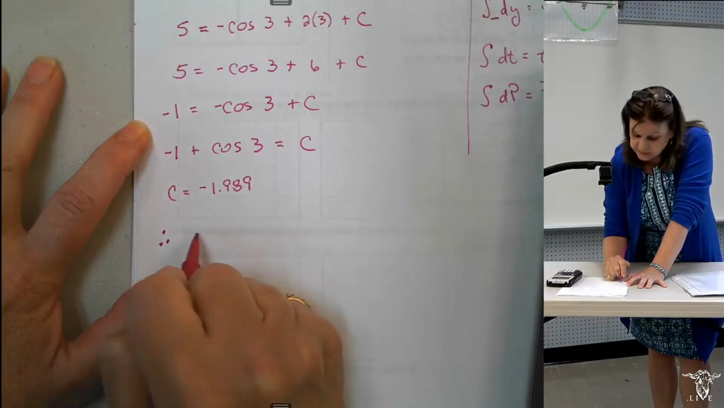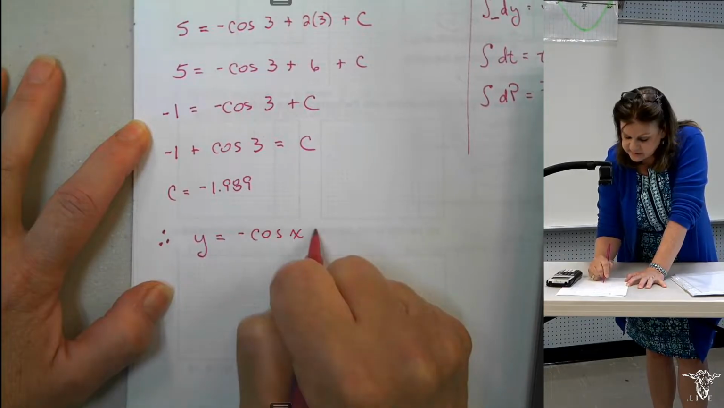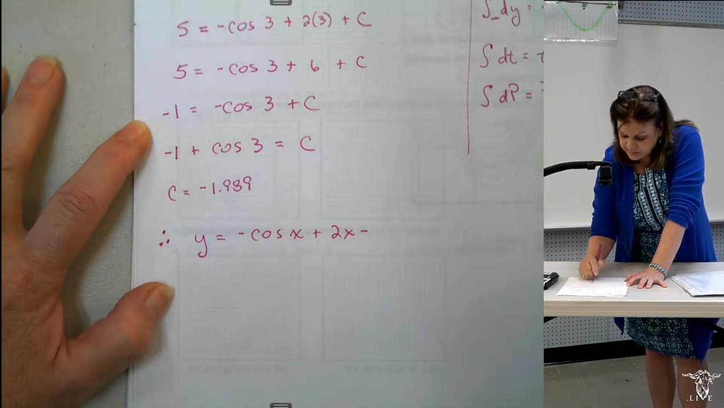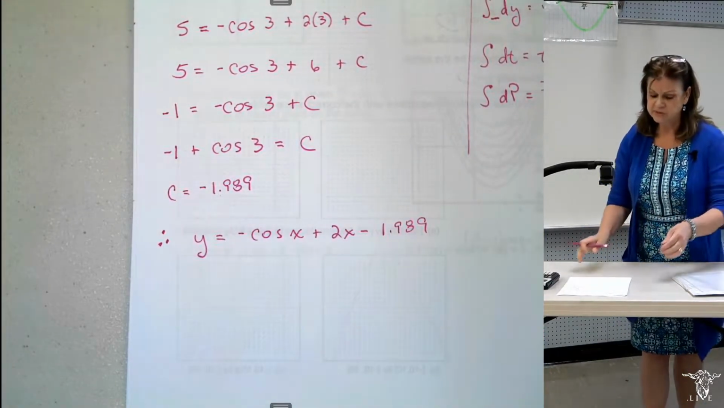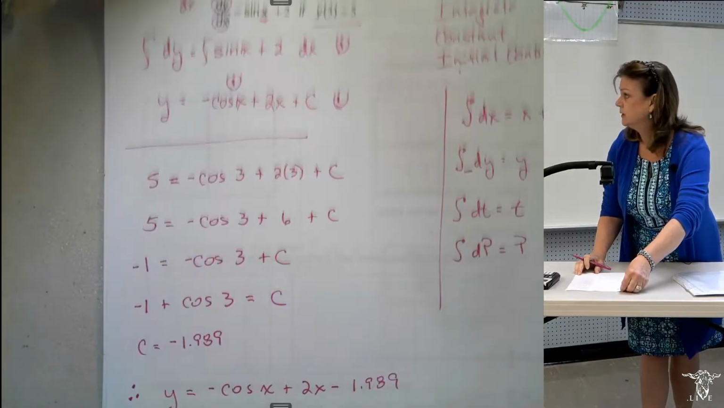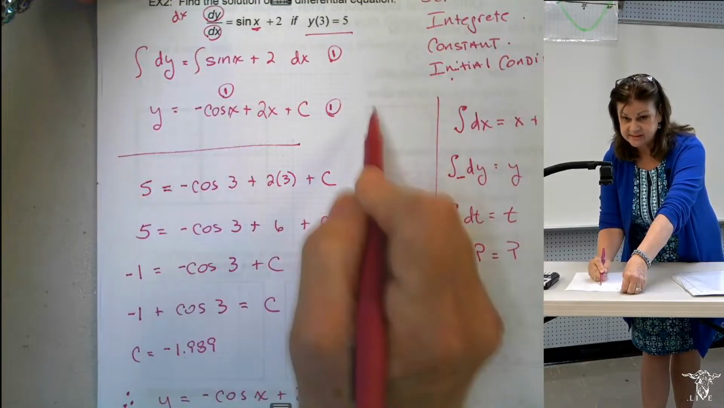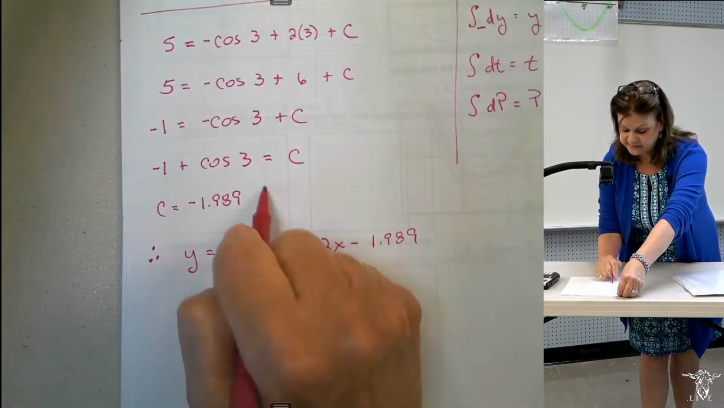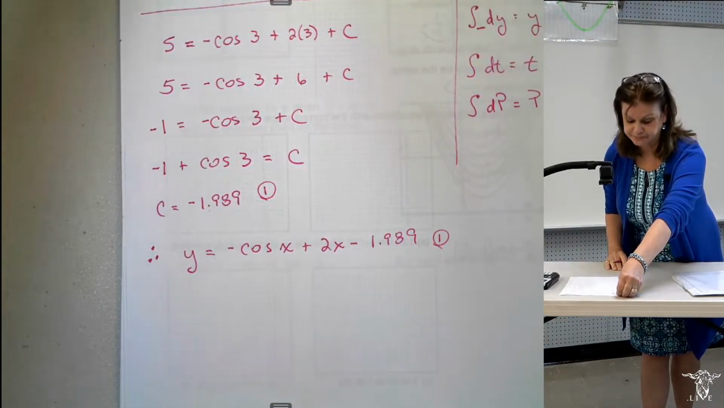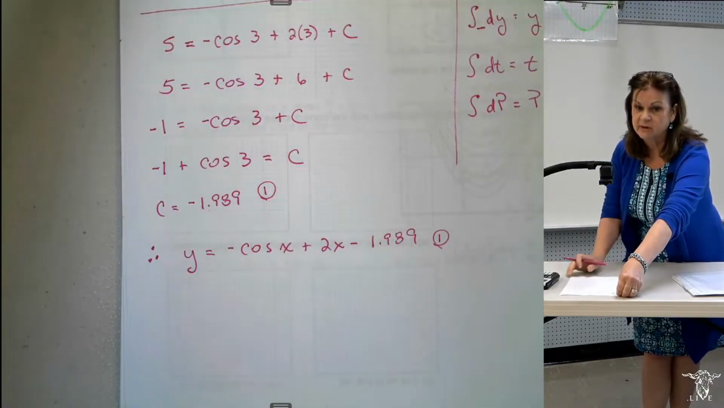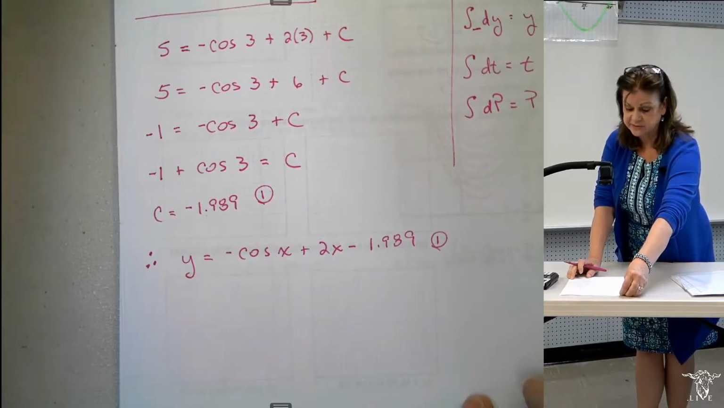Therefore, the equation y equals negative cosine x plus 2x minus 1.989. So again, let's run through our points here on this. You've got a separation, integration, constant of integration, solving for c, and then coming up with your equation using the initial condition. So 5 fairly easy points. Now, of course, your free response question is going to have more in it than that, but there's 5 fairly easy points on these problems.